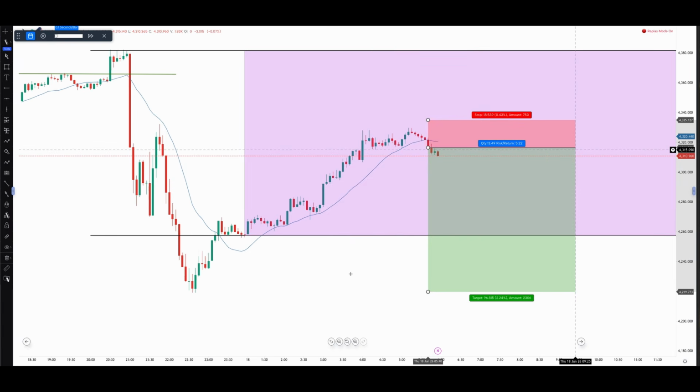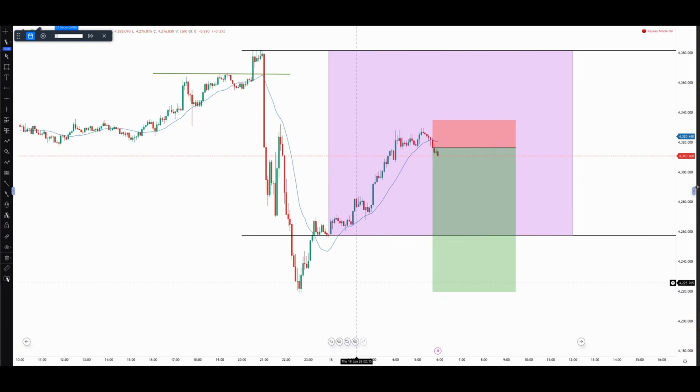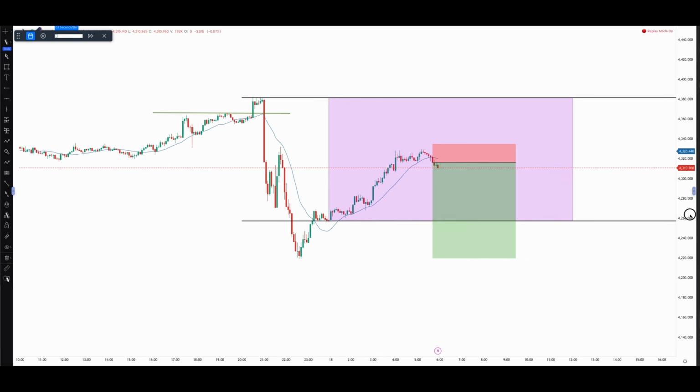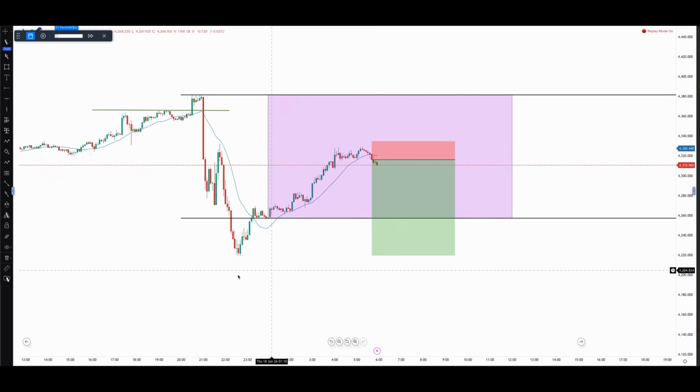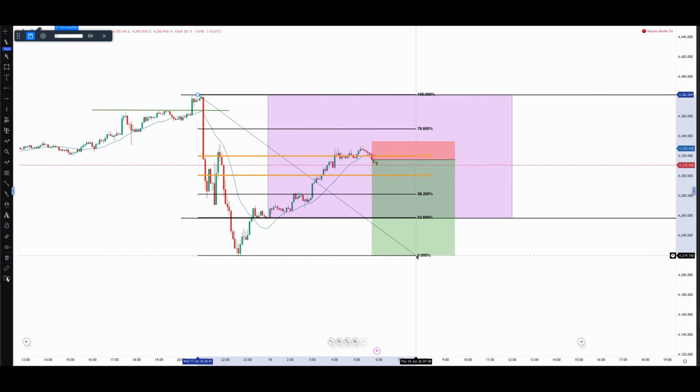Now the other way you can get an entry is using Fibonacci, right? You can use a Fibonacci in this case. So how do you use a Fibonacci here? We can draw a Fibonacci from the most recent significant high to the most significant low at the bottom. You can see this is the low and then this is the high.